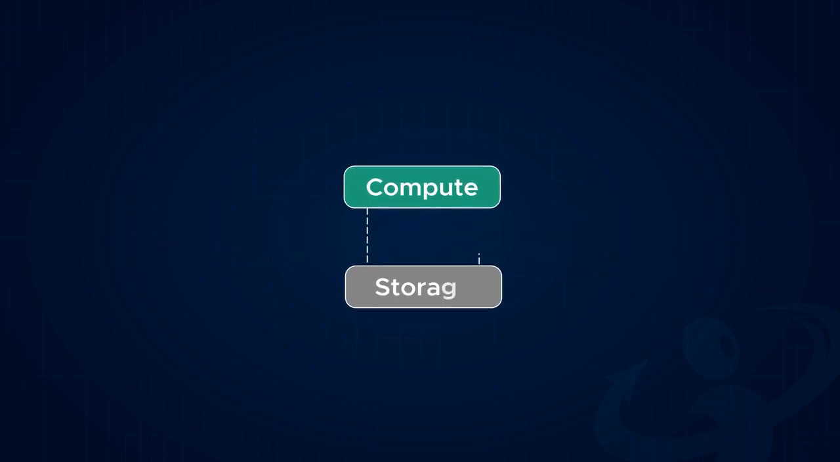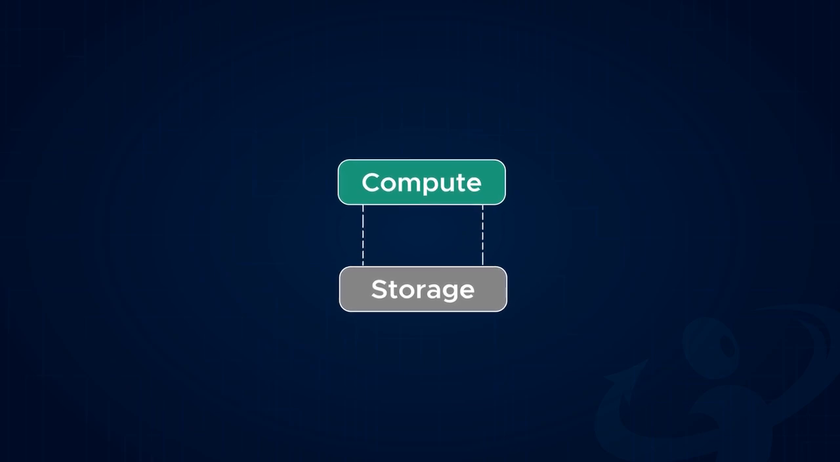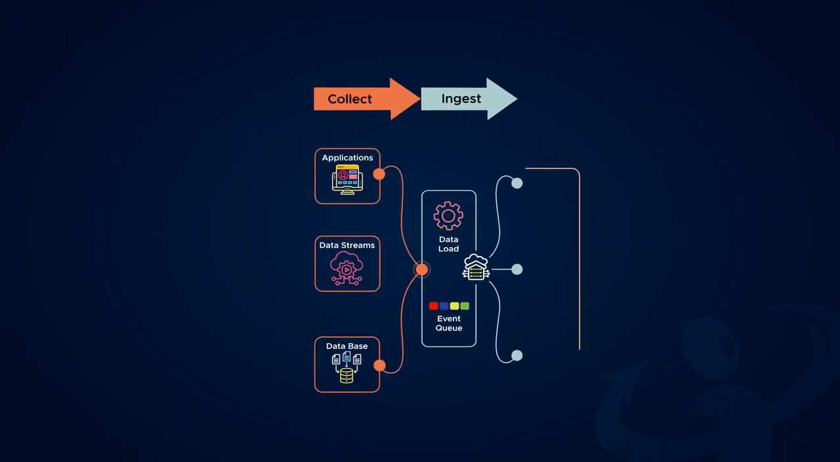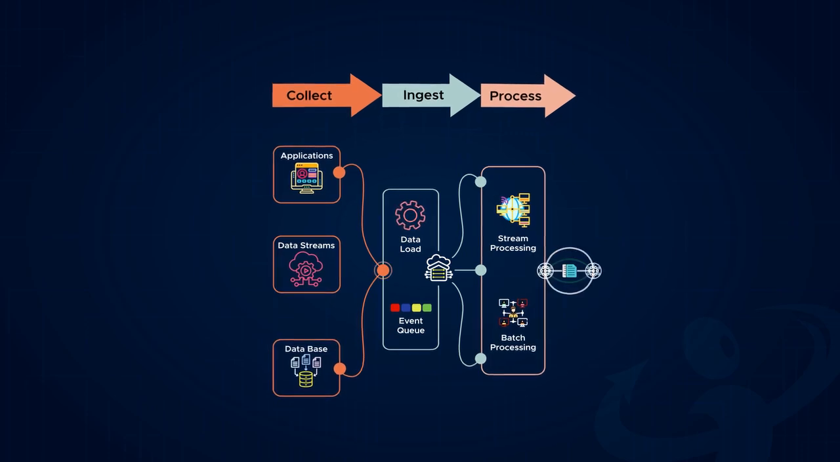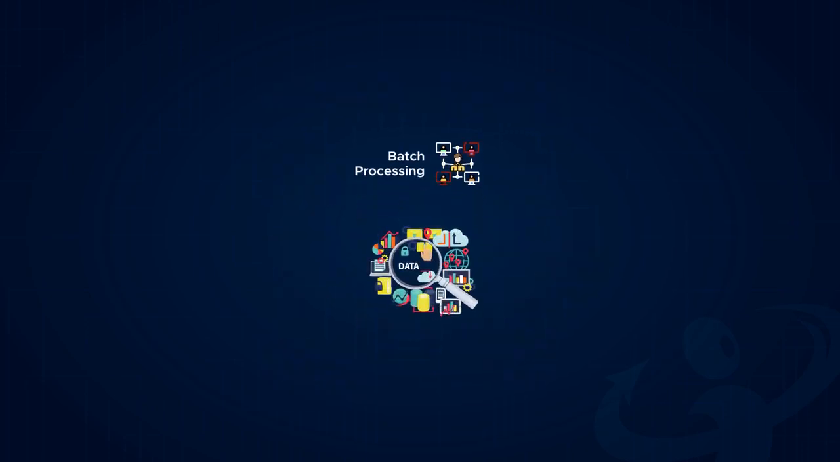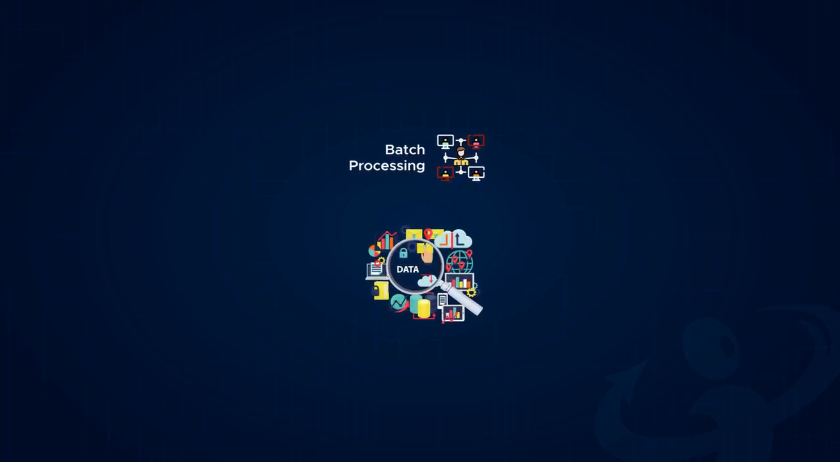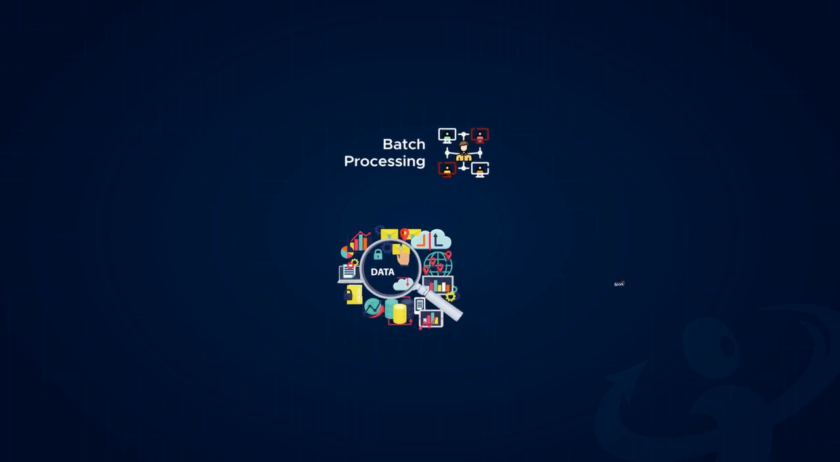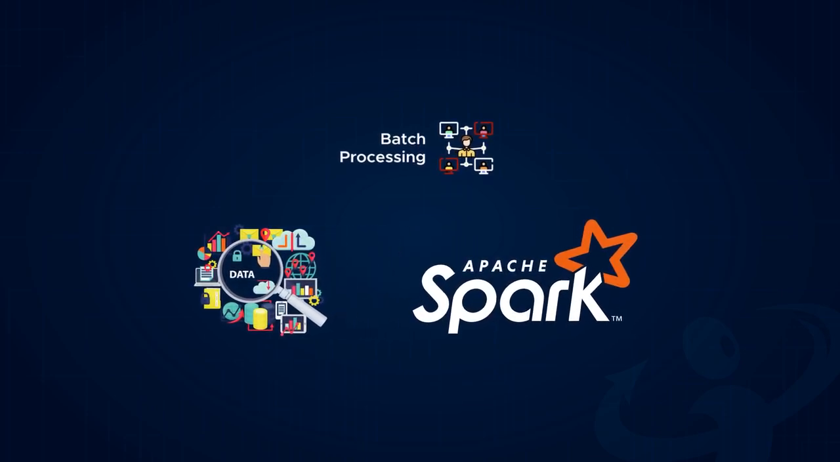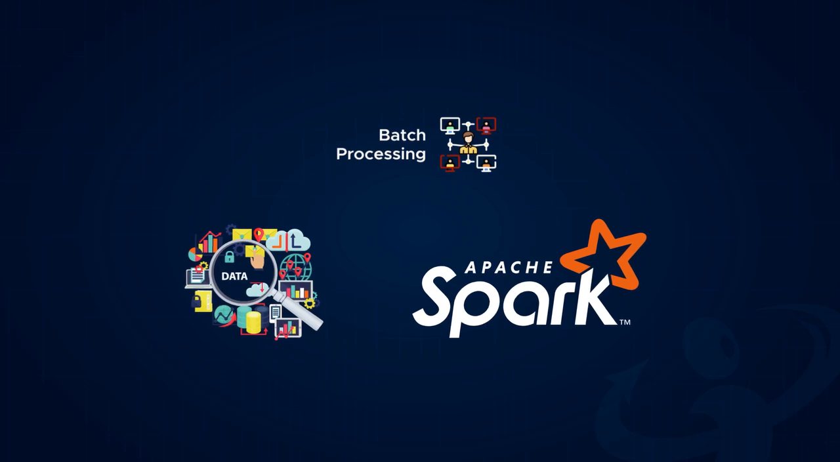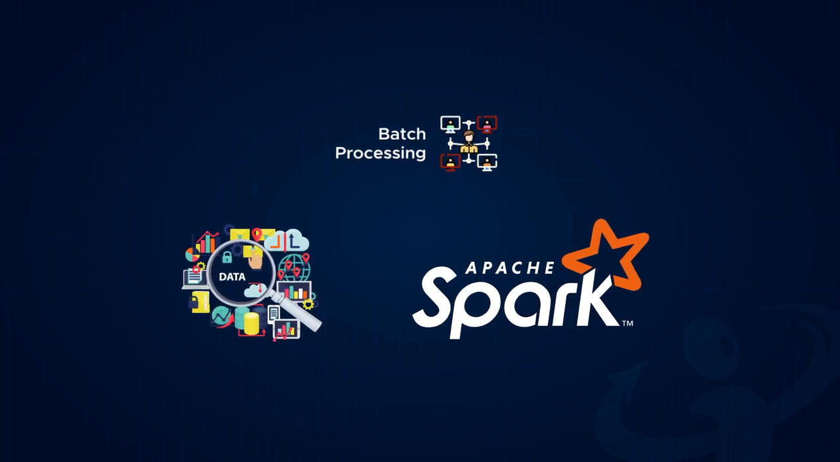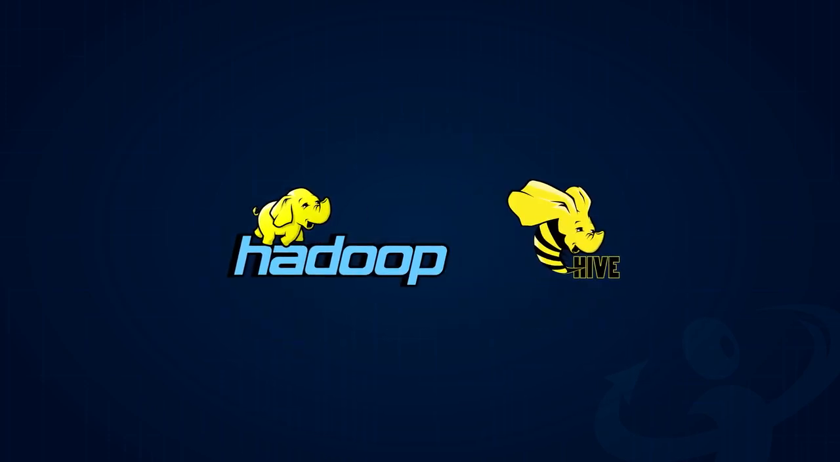Once collected, data must be ingested into the pipeline environment. Depending on its nature, data ingestion can happen in 2 ways. Batch processing. Large volumes of data are ingested at scheduled intervals, making it useful for aggregating daily sales reports. Common batch ingestion tools include Apache Spark, Hadoop, and Hive.